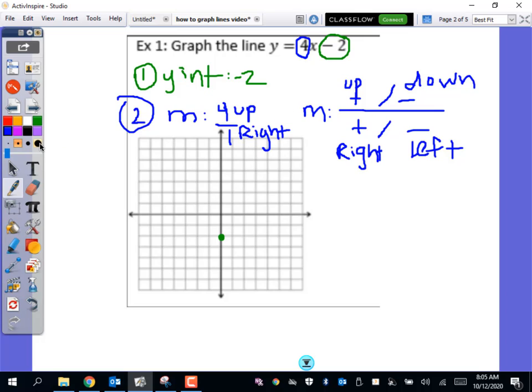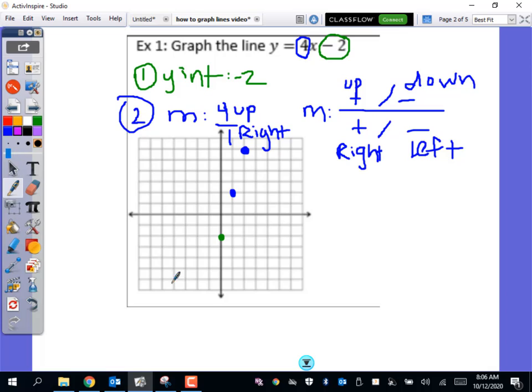Okay. So what that means is, starting at the y-intercept, you're going to move up 4. So 1, 2, 3, 4. Right 1, put a dot. Oh my gosh, does that mean I can only do it once? No, do it again. Up 4. 1, 2, 3, 4. Right 1, put a dot. Okay, can I go up 4 now? No. So I'm done going this way.